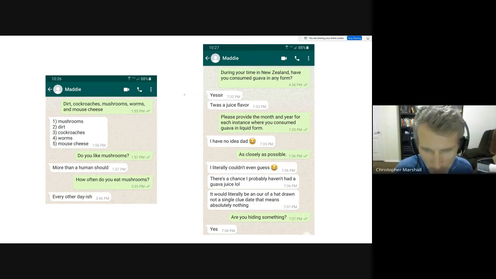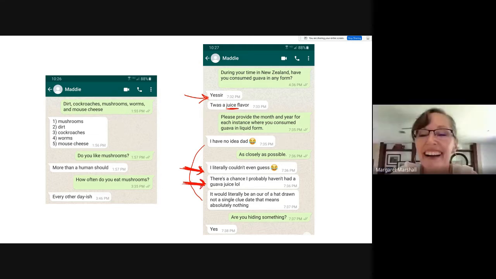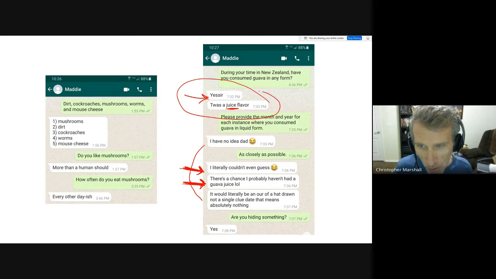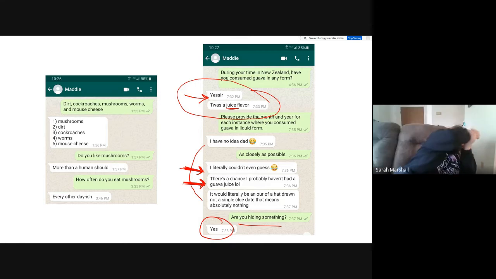I want you to notice that initially it was unequivocal. Yes, I consumed guava juice. I suspect that somewhere around here, she caught on to what I was getting at, because you'll notice she becomes evasive. I literally couldn't even guess. And then there's a chance I probably didn't do it at all. Well, that is inconsistent with what she said before she caught on to where I was going with this. So I just hit her straight up and asked, are you hiding something? And she admitted, yes, I am.